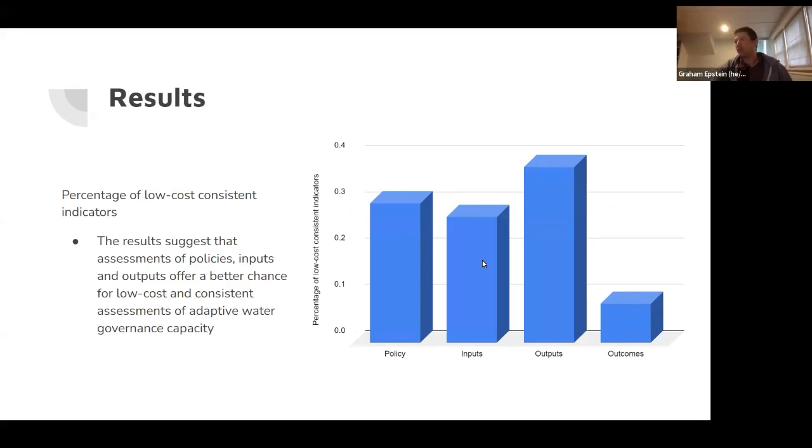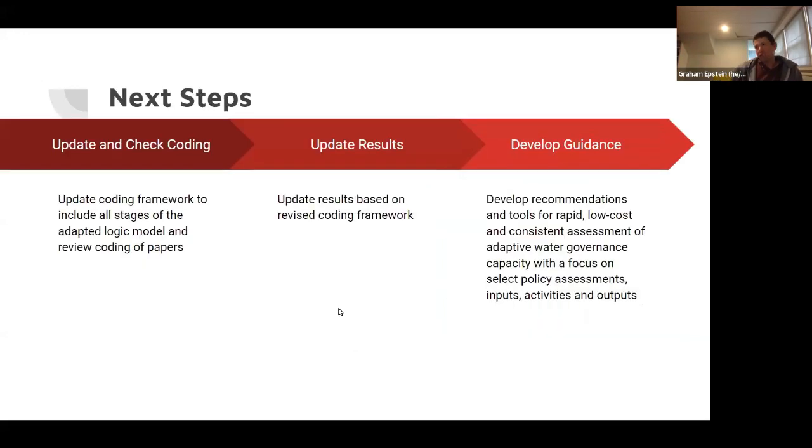We'd initially grouped activities and outputs as a single category, and we want to ungroup these to separately distinguish between activities, which are things like meetings organized by governments, and outputs, which are things like the percentage of actors that attended these meetings. That's one change we want to make. We want to go back and update the results. And finally, develop recommendations and tools for rapid, low-cost, and consistent assessment of adaptive water governance capacity.